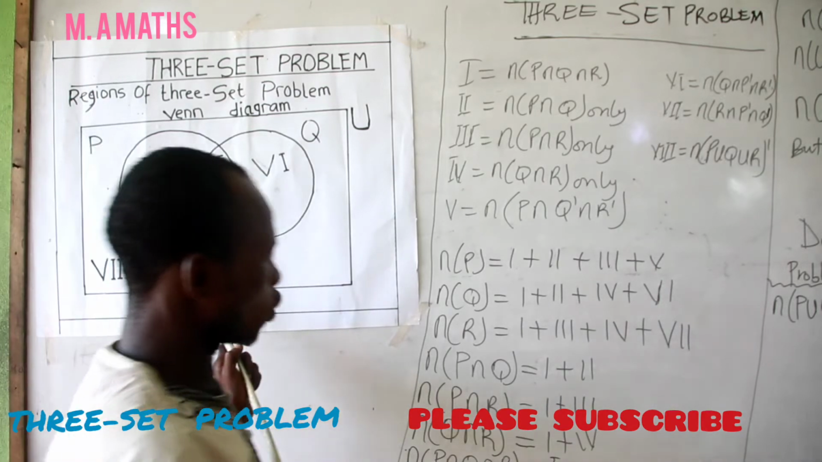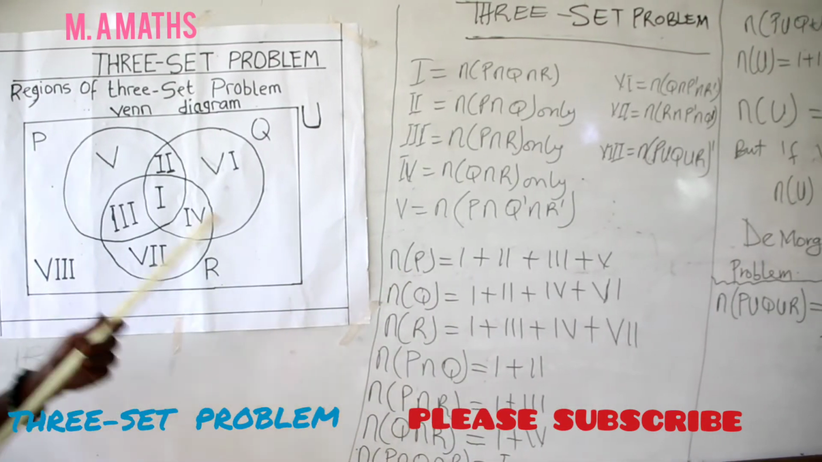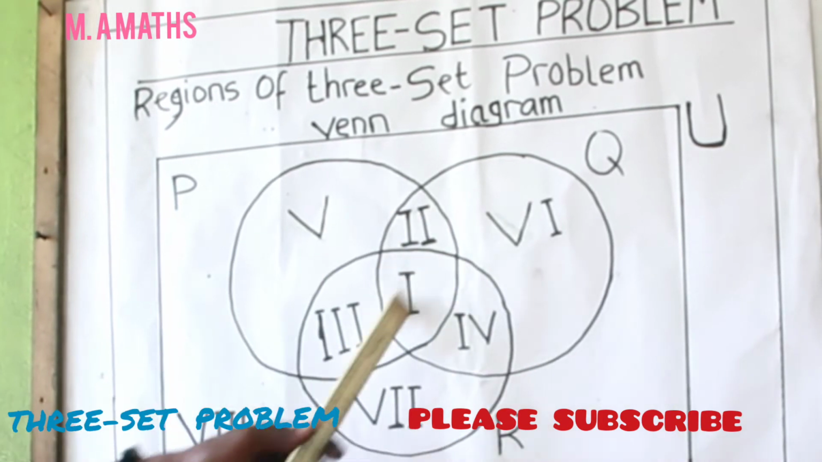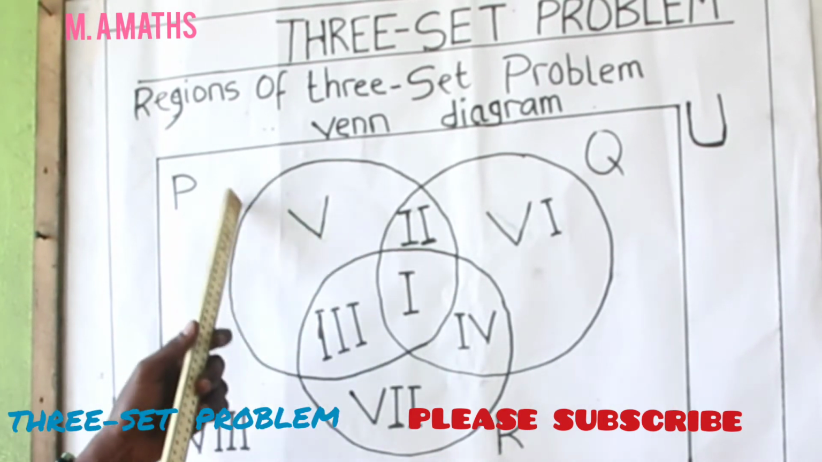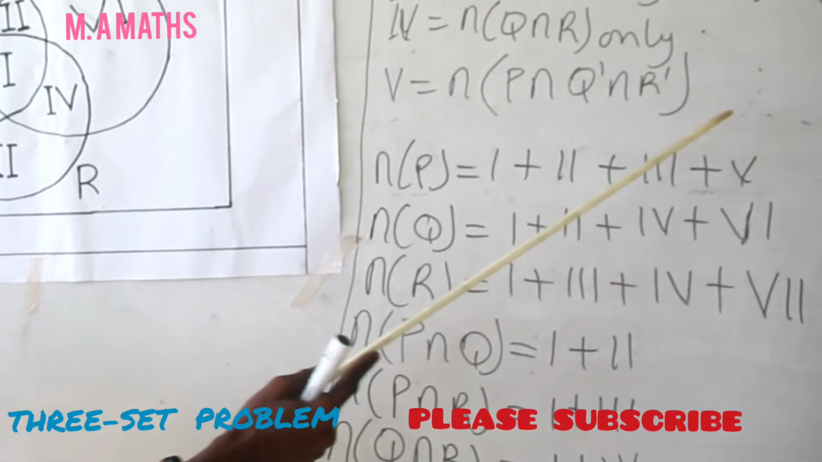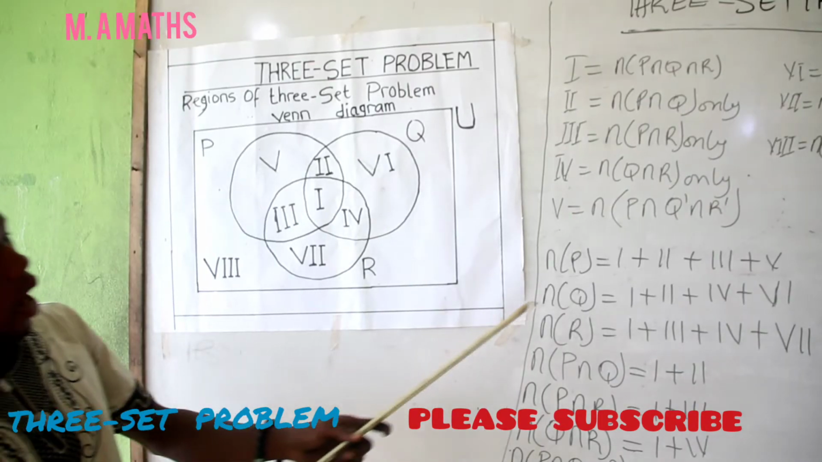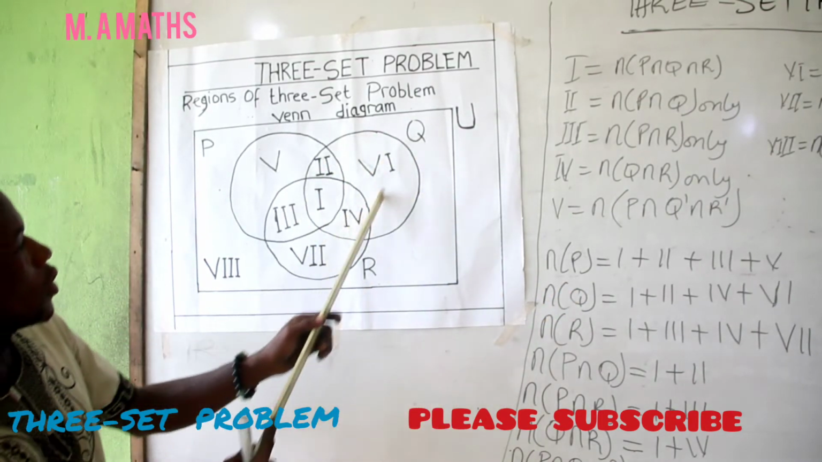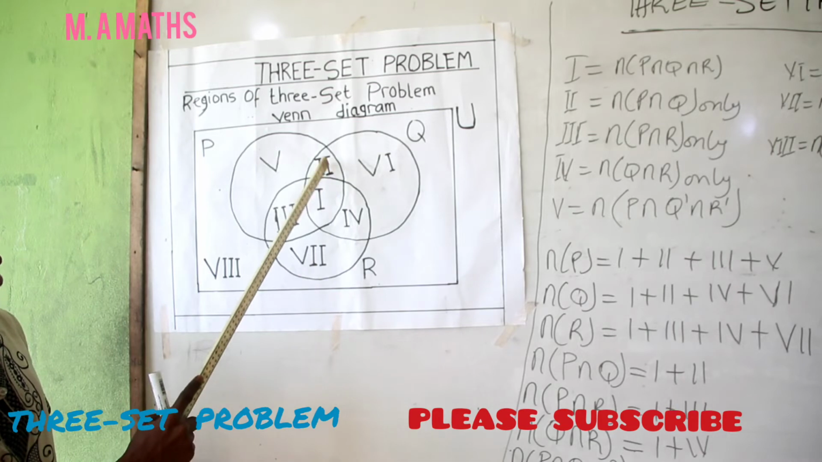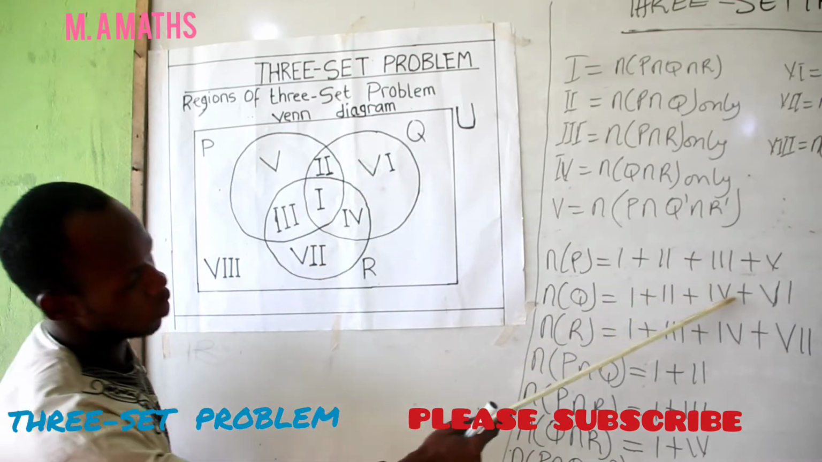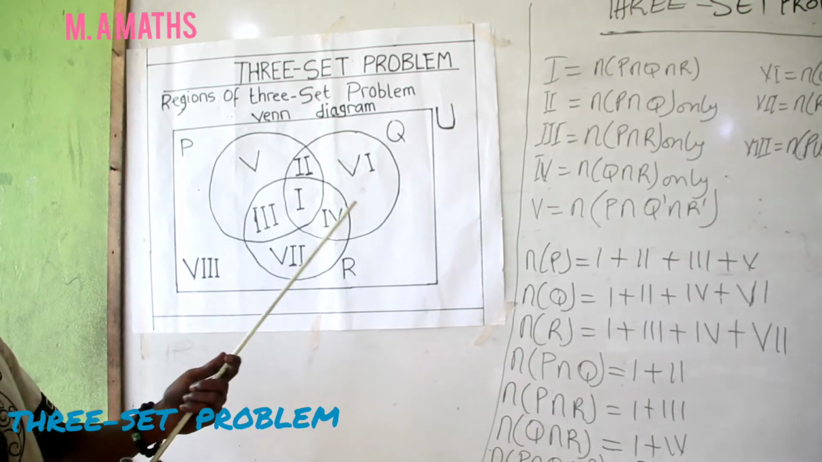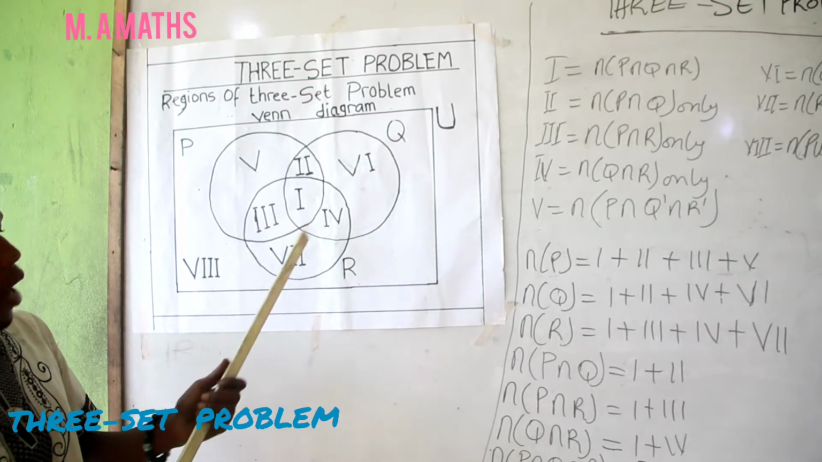When you are asked to find n of P, all the regions under the circle representing P make up P, so we sum regions 1, 2, 3, and 5. N of Q represents all the regions under the circle representing Q: regions 1, 2, 4, and 6. And n of R represents regions 1, 3, 4, and 7.